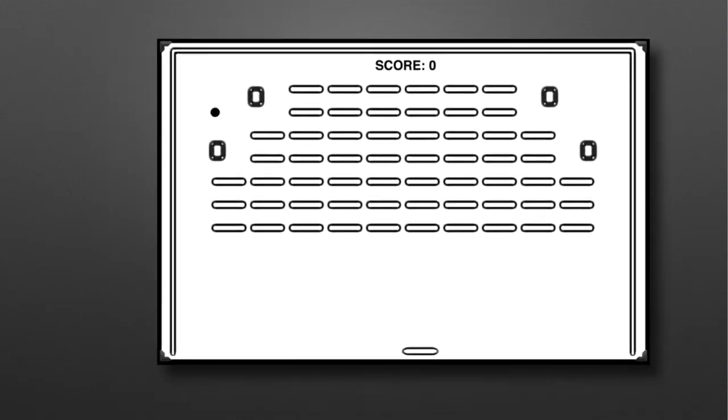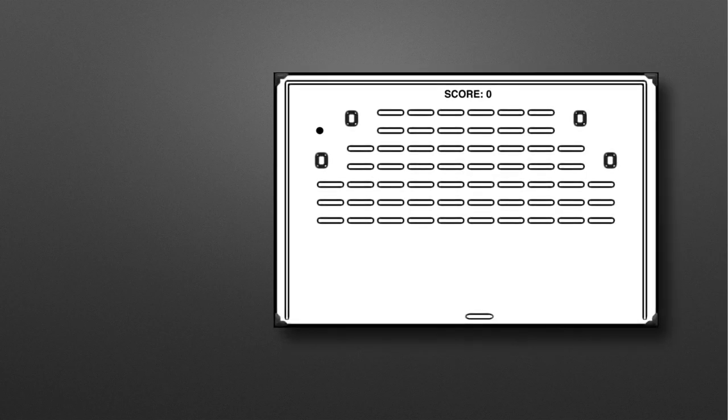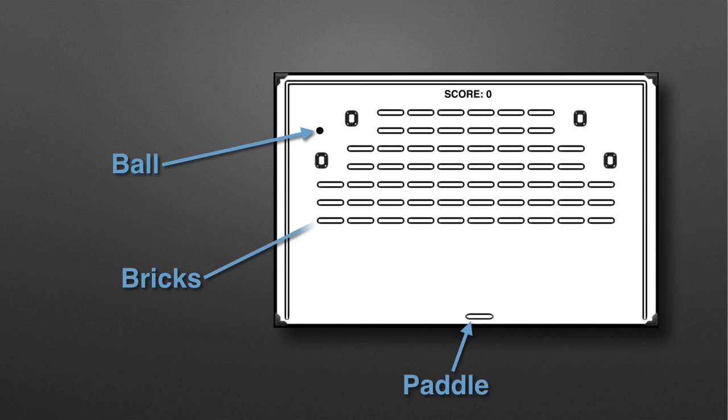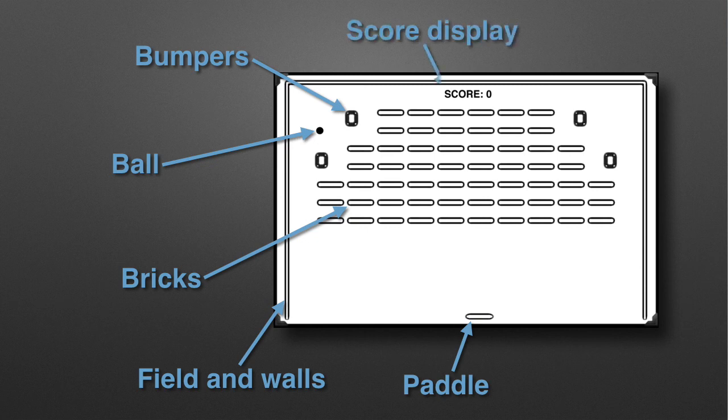So, what are the actors in the daBoing game? Obviously, the ball is one of them, as is the paddle. Similarly, each brick is an actor. In addition, there are also abstract actors such as the field with the walls, the bumpers, and the score display.